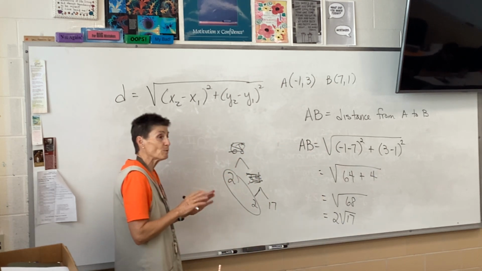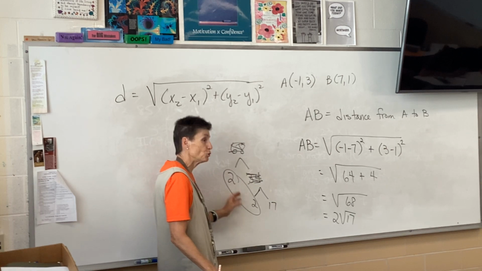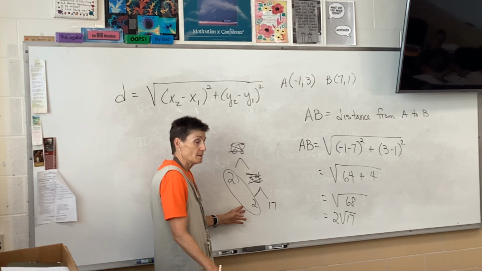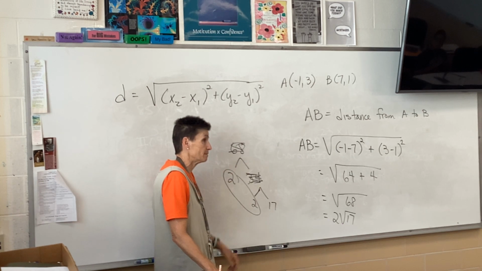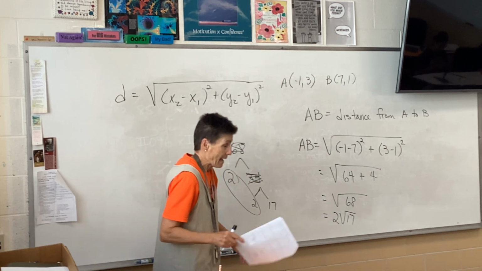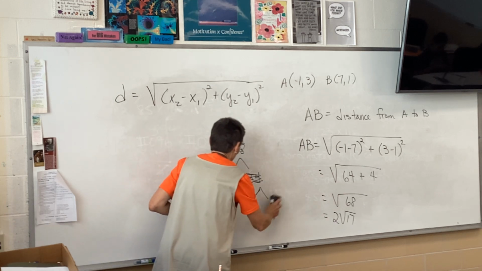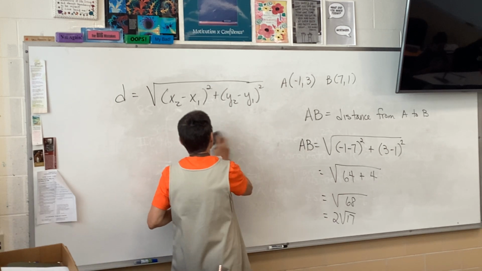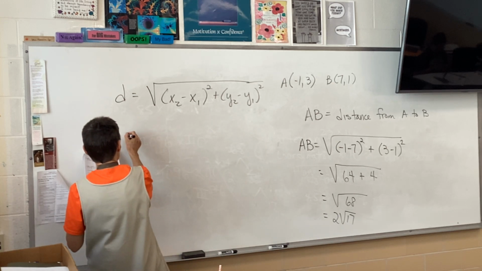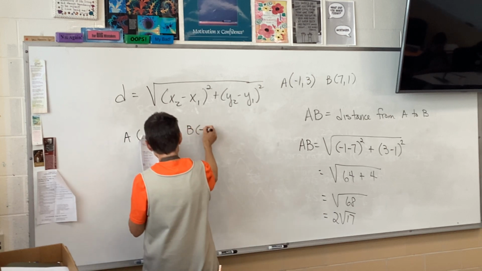Now, you're not gonna be able to do that with every radical, right? You have to have 2 of something to simplify. If you don't have 2 of something, then you just have to leave it the way it is. Now, having gone through that, I want you all right now to give the second one a try. So I want you to find AB using 2, 6 and -5, 1.